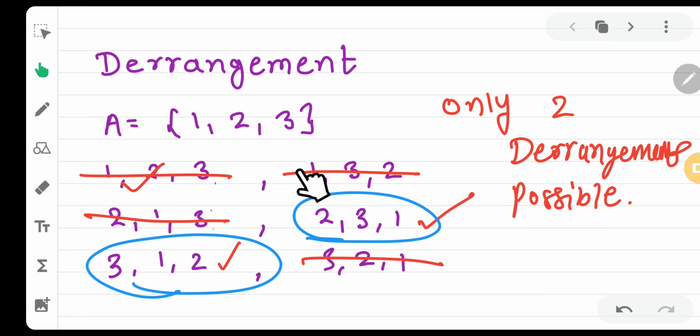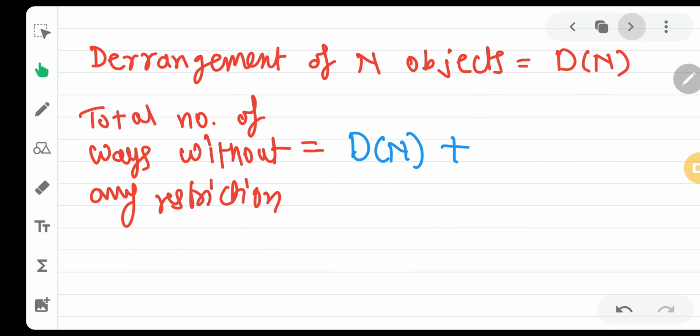Over here only 1 is at its original position. Over here only 3 is at its original position. And over here, if you see, 2 is at its original position. It means at least one element will be at its original position.